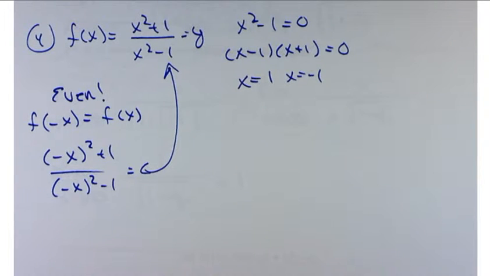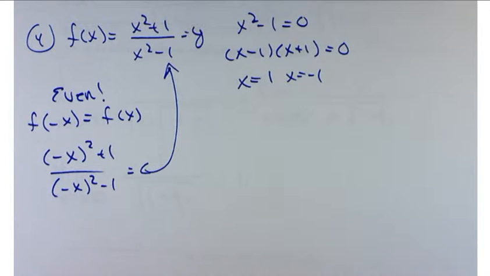What does that say about the graph? Do you remember what even functions look like? Cosine's an even function. x squared's an even function. They're symmetric with respect to the y-axis. Good. So symmetric with respect to the y-axis. It should be a mirror image of itself around the y-axis. Just something to keep in mind as we look at this thing.